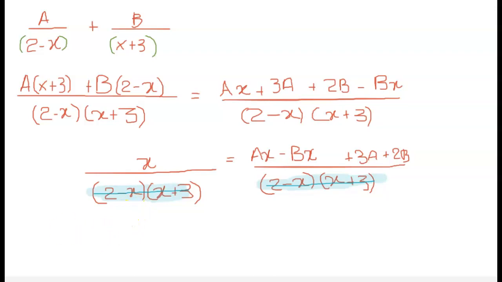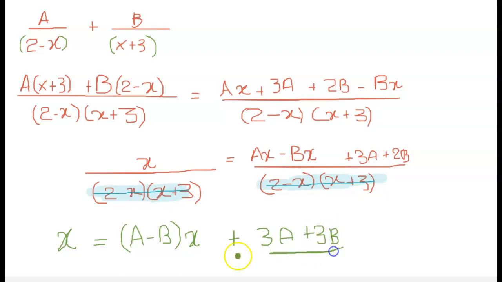To deal with the top one, this is what we're going to do. We're going to look at x. x equals, from this one, if I take the x common, I'm left with a minus b. I've just taken the x common from these two. Plus this 3a plus 2b, it's a constant. So that's one thing and that's another thing.